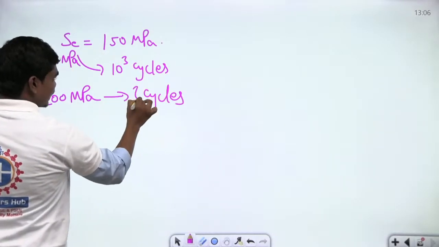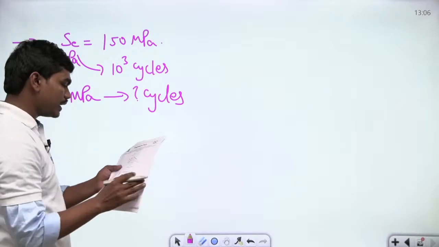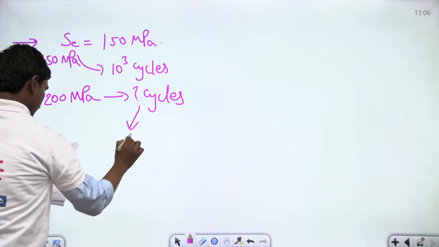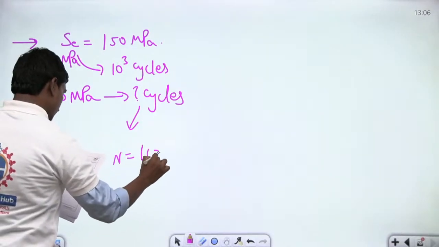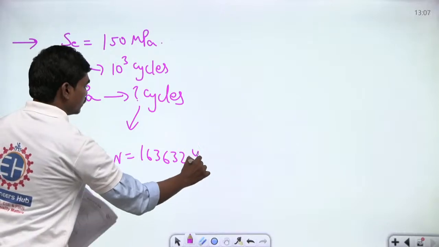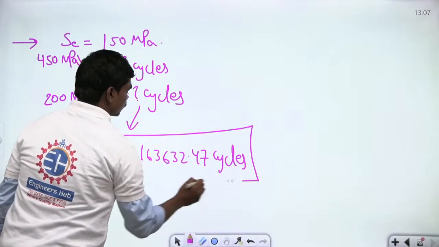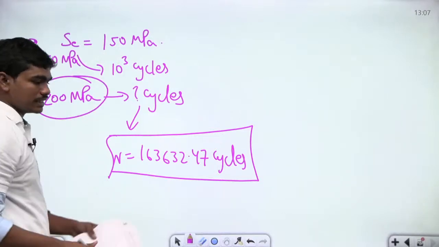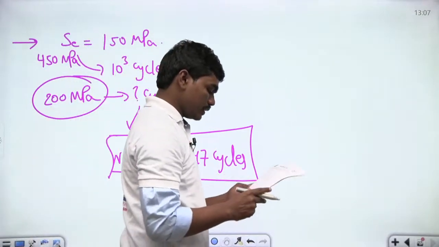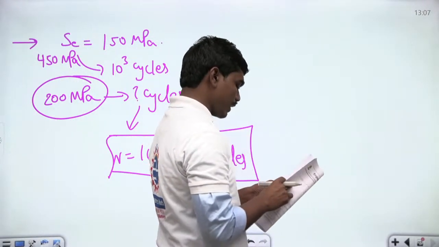So we have the SN diagram. If you draw this SN diagram properly and calculate, you get the number of cycles N as 1636.32.47 cycles. This is the number of cycles for an endurance strength of 200 MPa. This is what we have already given.